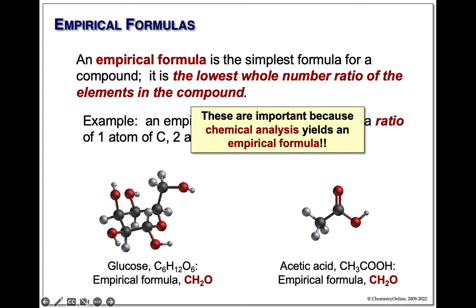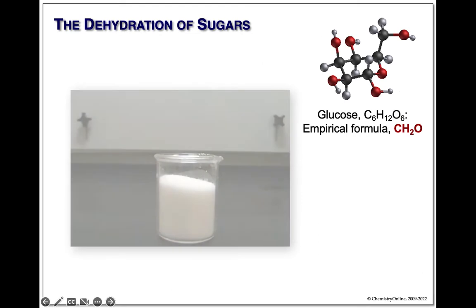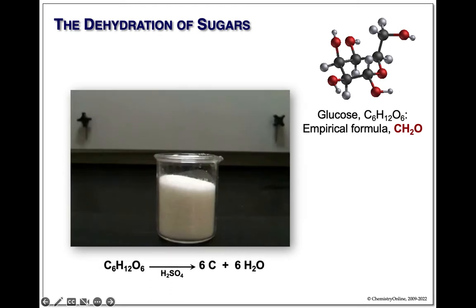Carbohydrates are kind of neat. As I just said, sugars are basically 1 carbon to 1 water. Turns out that chemically we can separate these. This again is glucose, CH2O. If we take a little beaker of glucose and we add concentrated sulfuric acid, it will catalyze the breakdown of this into water and carbon. Kind of neat.